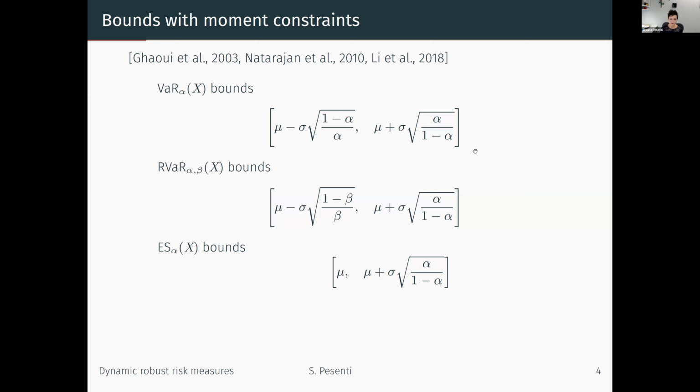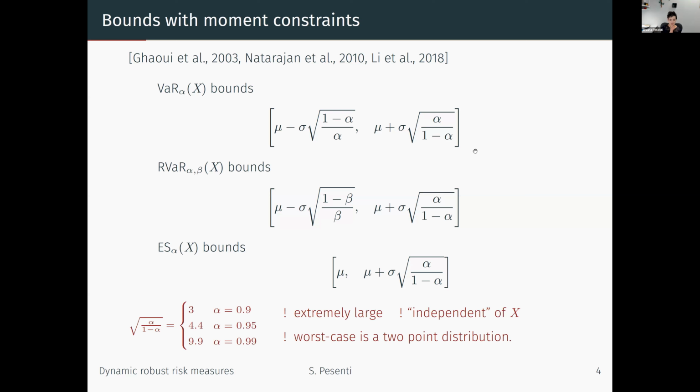So you could view this interval as an uncertainty set, kind of uncertainty about possible values of your risk measure. What is nice about this is that you can actually calculate it analytically, there are mathematically nice formulas, but there are a couple of drawbacks to this.